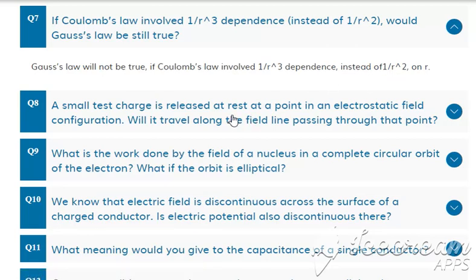This 8th question and 9th question and 10th, you have to do yourself, and if you have a problem you can let me know.